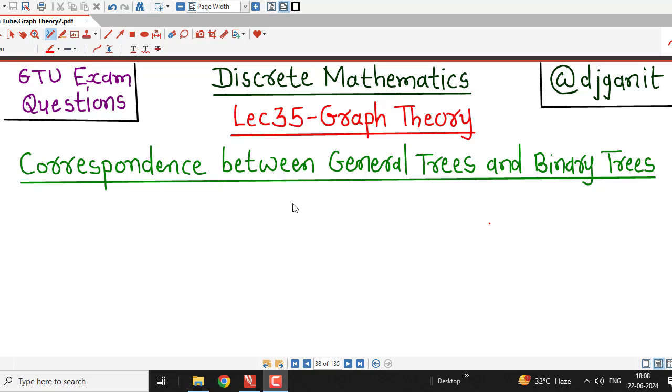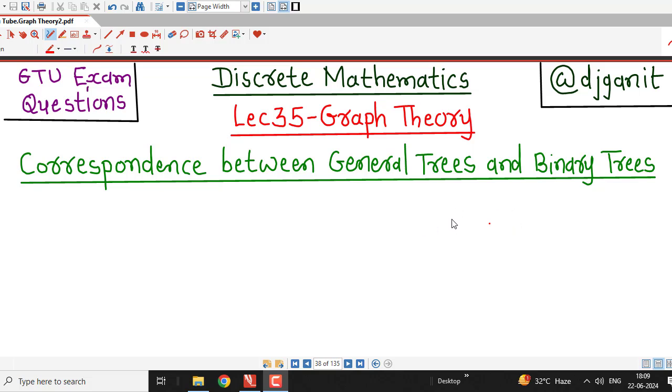In this lecture we will discuss the correspondence between general trees and binary trees. We will discuss how we can represent a given tree in terms of a binary tree, and we will assume the fact that if we have any general tree, then we can represent it as a unique binary tree. And we are familiar with the definition of binary tree.